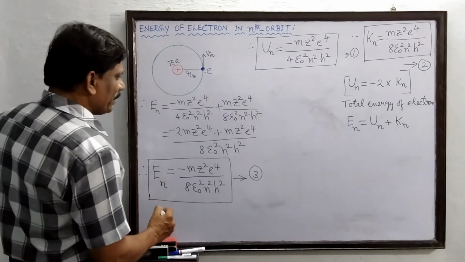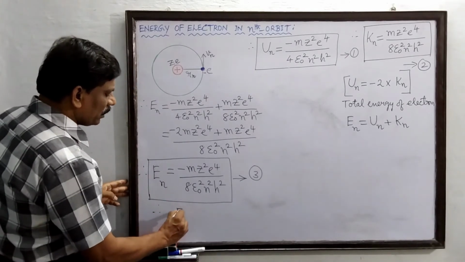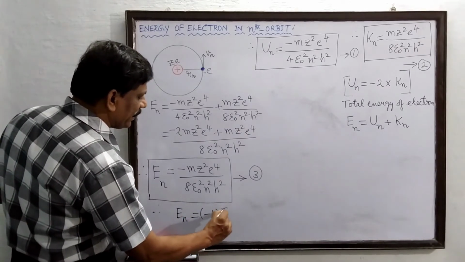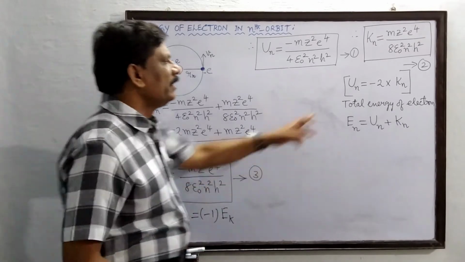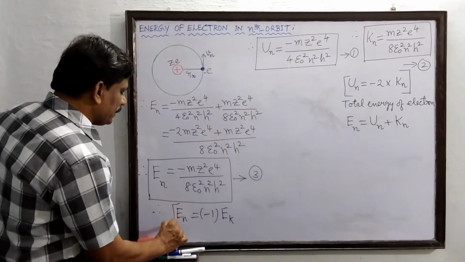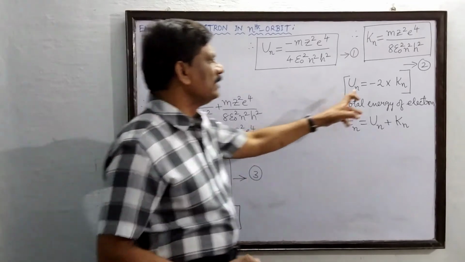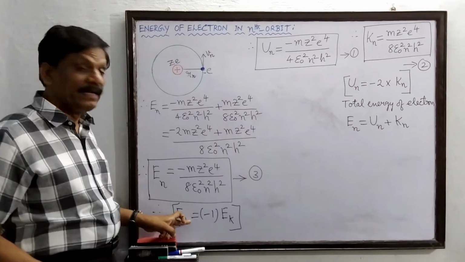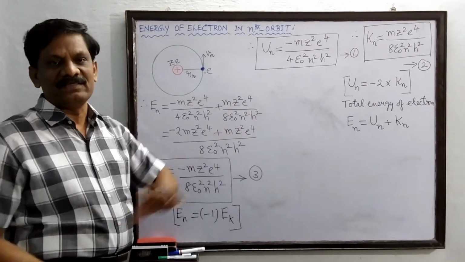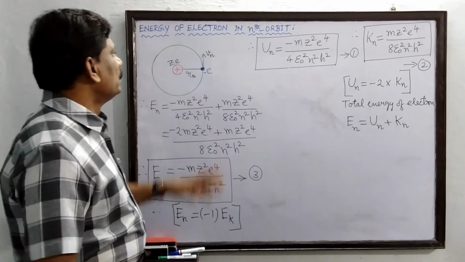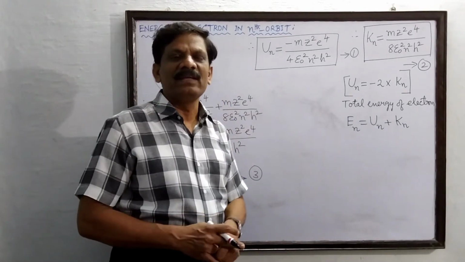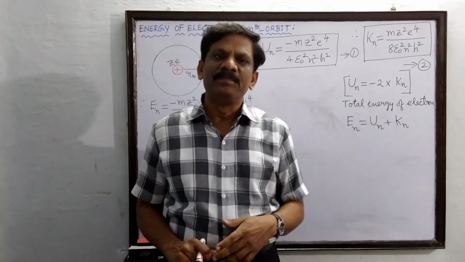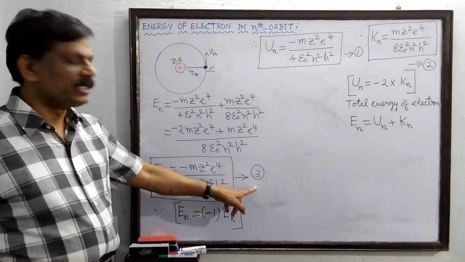So from this we come to know that the total energy is equal to minus 1 times the kinetic energy. Already we have derived one equation, is it not? We have already derived that the potential energy is minus 2 times the kinetic energy. And here we find that the total energy is the negative of the kinetic energy. Understand? So this is the expression for the total energy of the electron in the nth orbit. So the total energy is also negative.